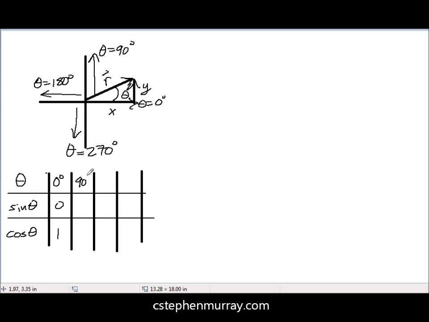Well, at 90 degrees, sine is 100% and cosine is 0%. At 180 degrees, the sine is 0 and cosine is negative 1. At 270 degrees, sine is negative 1 and cosine is 0. And then we get back to 360, which gets us back to 0 and 1.